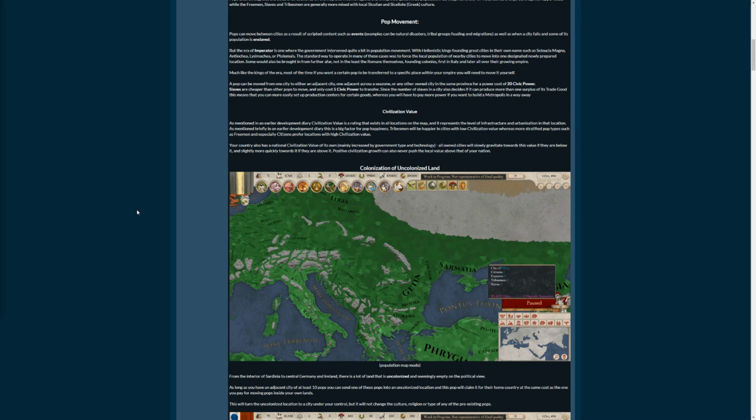POP movement. POPs can move between cities as a result of scripted content such as events. Examples can be natural disaster, tribal groups feuding, and migrations, as well as when a city falls and some of its population is enslaved. But the era of Imperator is one where the government intervened quite a bit in population movement, with Hellenic kings founding great cities in their own name, such as Seleucia Magna, Antiochia, Lysimachia, and Ptolemais.